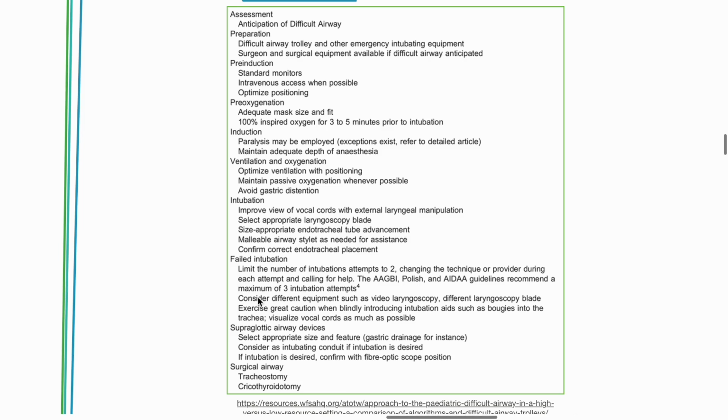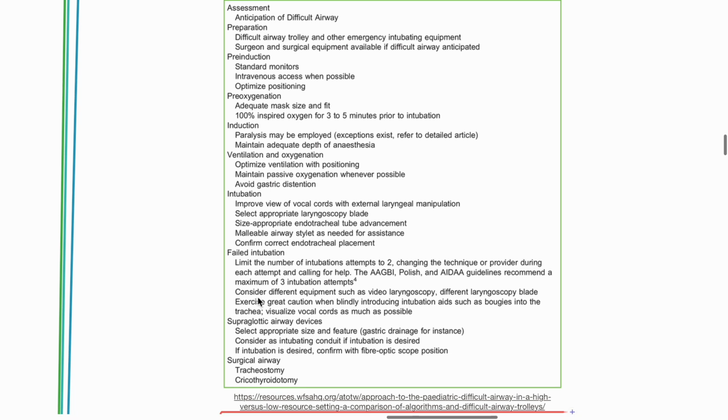Regarding supraglottic airway devices, select appropriate size and feature, for example gastric drainage. Consider as intubating conduit if intubation is desired. If intubation, confirm position with fiber optic scope. Surgical airway options include tracheostomy and cricothyroidotomy.